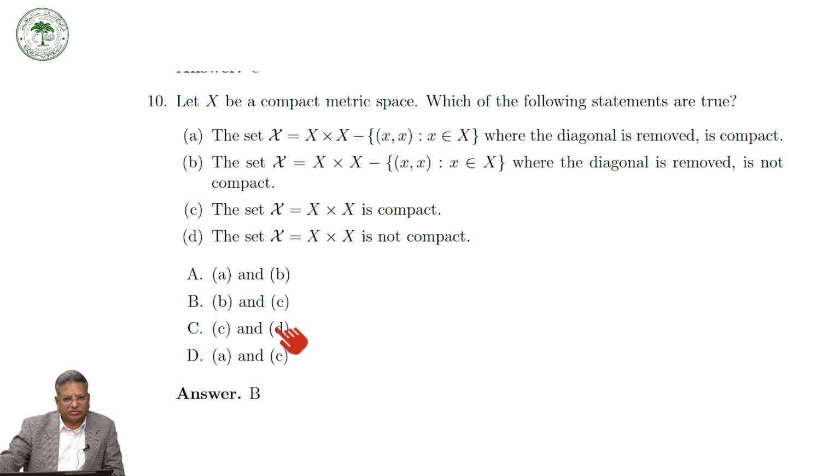Which of the following statements are true? So this is not compact. Removing it is not compact. So it should be B and C. X cross X: if X is compact, then X cross X is compact. So B and C are true.